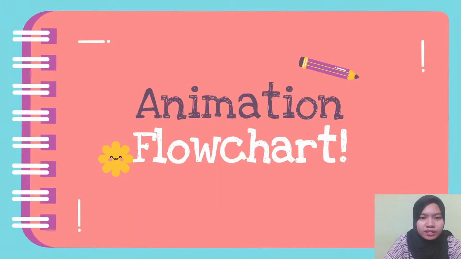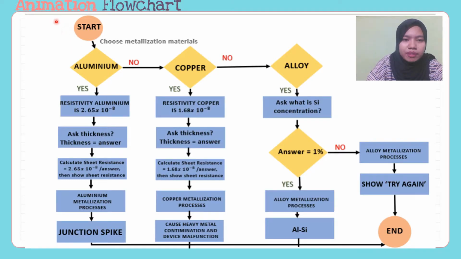Next, the animation flowchart. The user will start by pushing the flag button. Then they can choose metallization materials, which are aluminium, copper or alloy. If they choose aluminium, we will define the resistivity of aluminium, which is 2.65 times 10 power of negative 8, and then we will ask for thickness. Then we will define their thickness as answer. Next, we will calculate sheet resistance, which is resistivity divided by answer. Then we will show the sheet resistance. After that, we will continue the aluminium metallization process. It will be junction spike. Lastly, the animation will end.